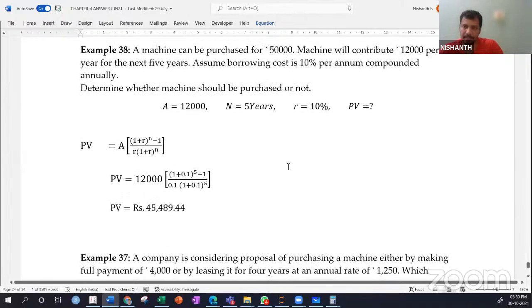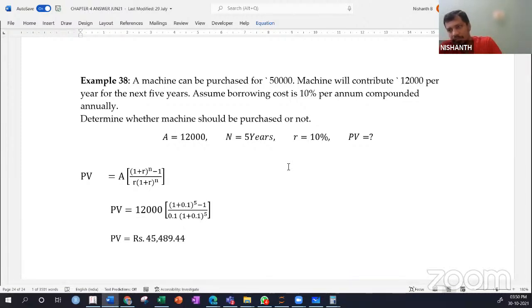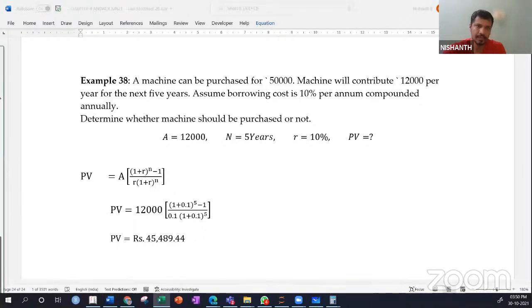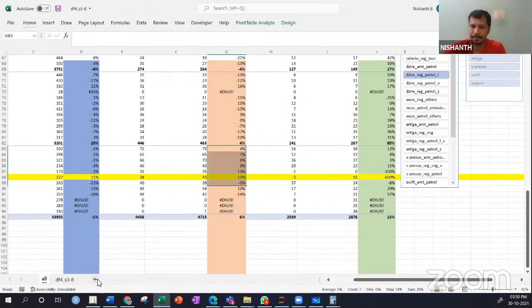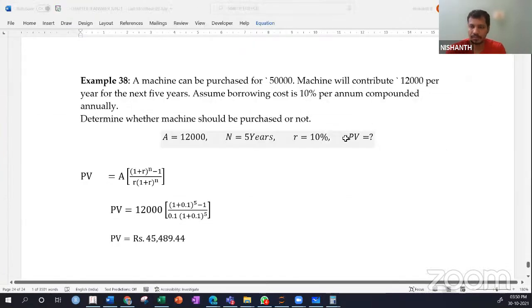So let me tell you this concept once again. First, let's read the problem. A machine can be purchased for 50,000. Machine will contribute 12,000 for the next 5 years. Assuming borrowing cost is 10% per annum computed annually, determine whether the machine should be purchased or not. So last time, the machine cost is 50,000.